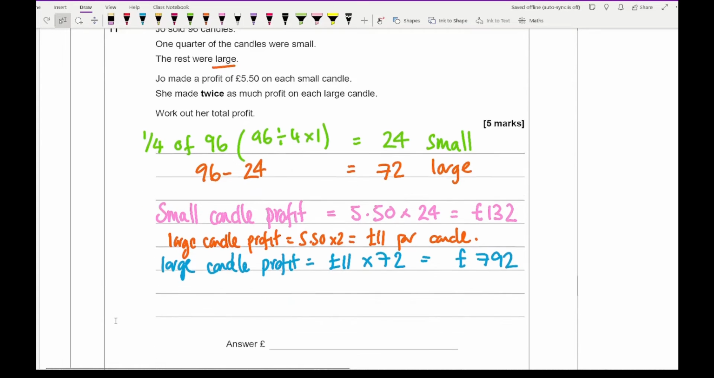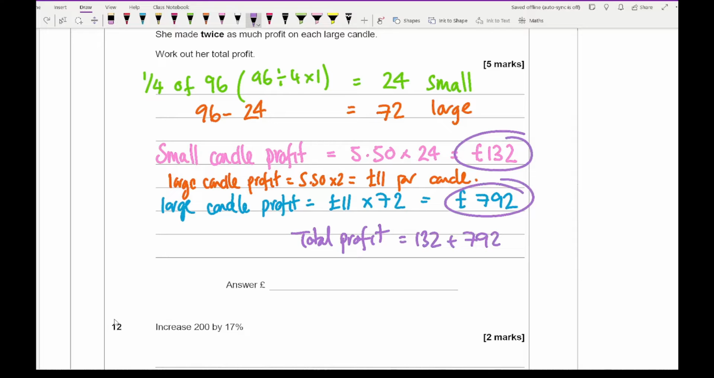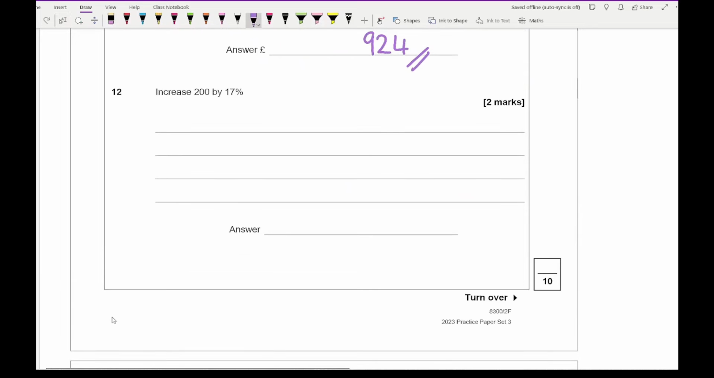Then the total profit is going to be simply adding those two calculations together. So it's going to be 132 plus 792, and that comes up to a total of £924. Question 12 says increase 200 by 17%.